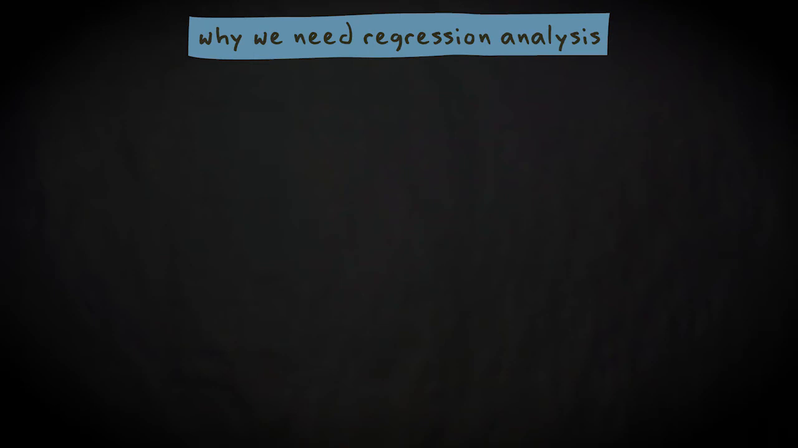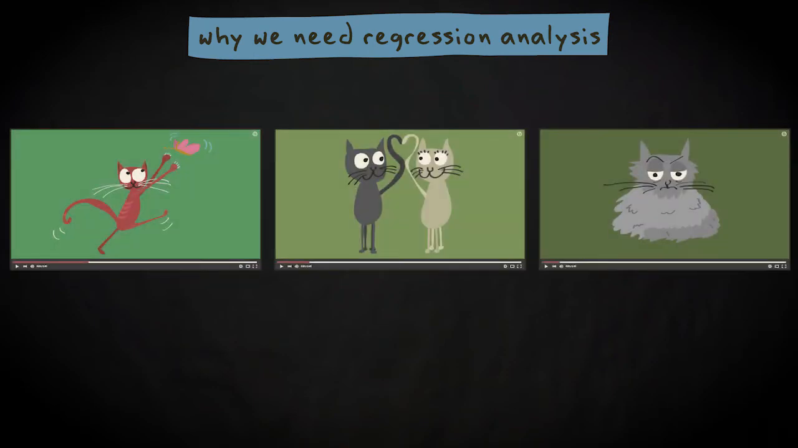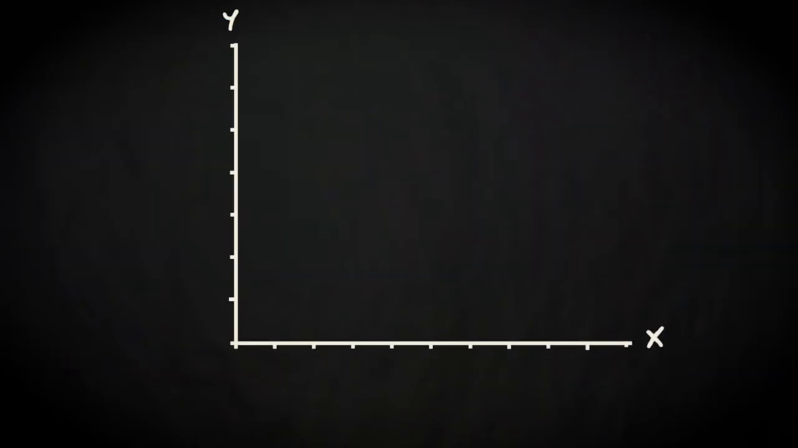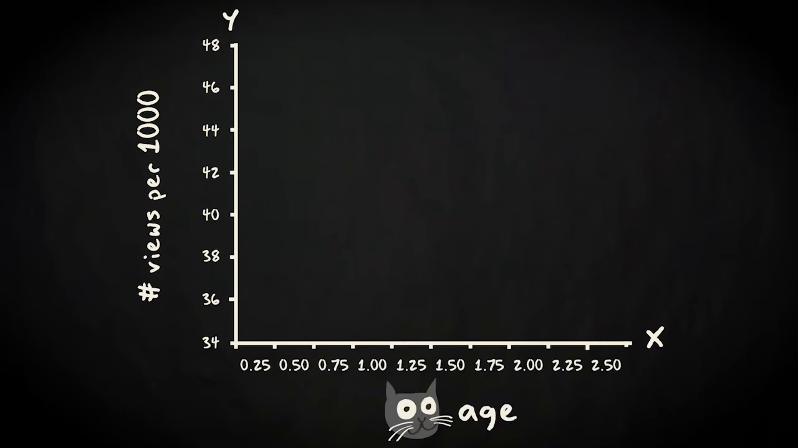Suppose I want to become rich and famous by posting cat videos on the internet. To be successful, it would help to know what characteristics are associated with popular cat videos. One thing I've noticed is that videos of kittens and young cats seem very popular. To confirm this, I could collect information on some existing cat videos and analyze the relation between popularity, measured by number of video views, and age of the cat, as mentioned in the video description. Suppose a scatterplot of the data looks like this.